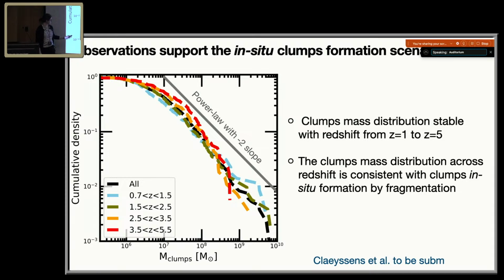Then we have masses of the clumps. We delens the mass with the lensing magnification, so we have masses between 10^5 and 10^9. It depends on the redshift also. What I show here is a cumulative distribution of the clump mass in the same 4 redshift bins that I showed before, and what you see is that the cumulative distribution is very stable with redshift. It's really similar, and it's also consistent with a power law with a -2 slope, which is what we expect if the clumps form by fragmentation. We would expect this type of cumulative mass distribution, so it supports the in situ formation scenario for the clumps.